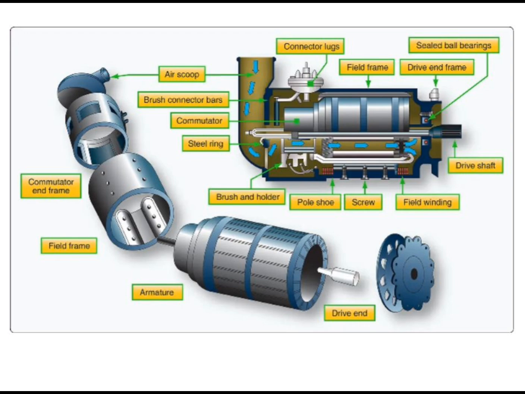When electric current flows through a conductor placed in a magnetic field, a force is produced that causes movement. This principle is explained by the Lorentz force. The magnetic field interacts with the current in the armature windings, producing torque that rotates the motor shaft.